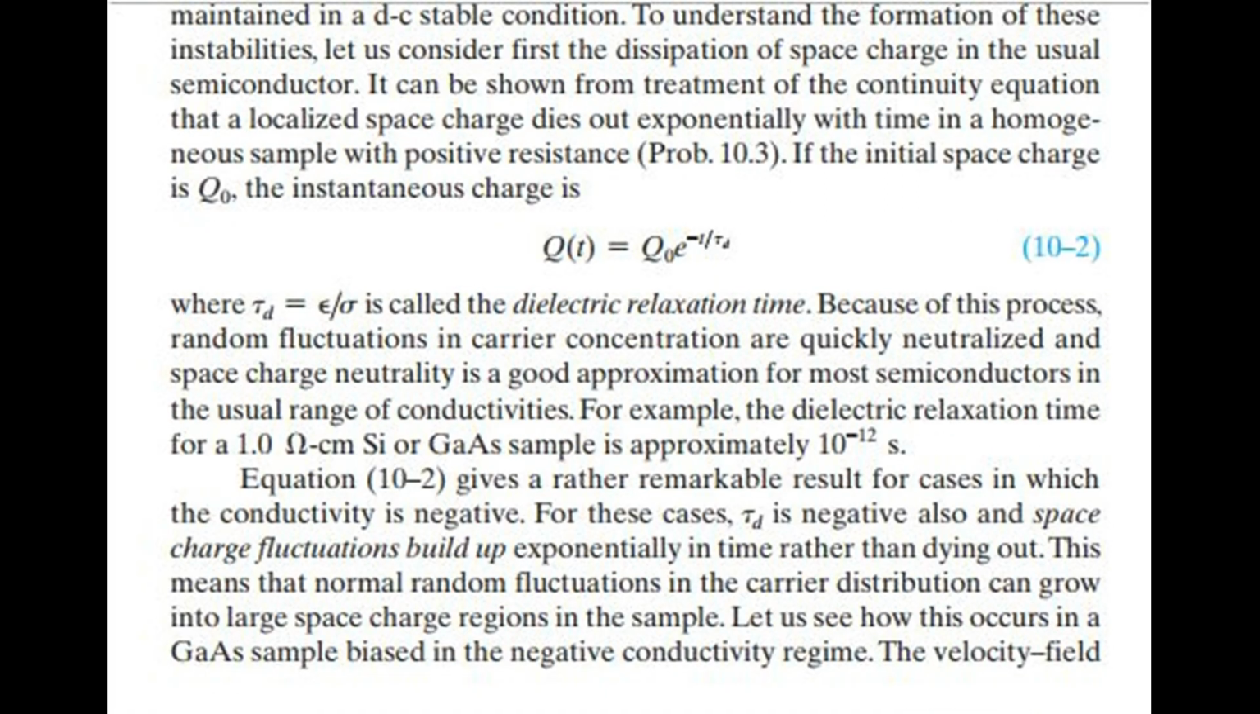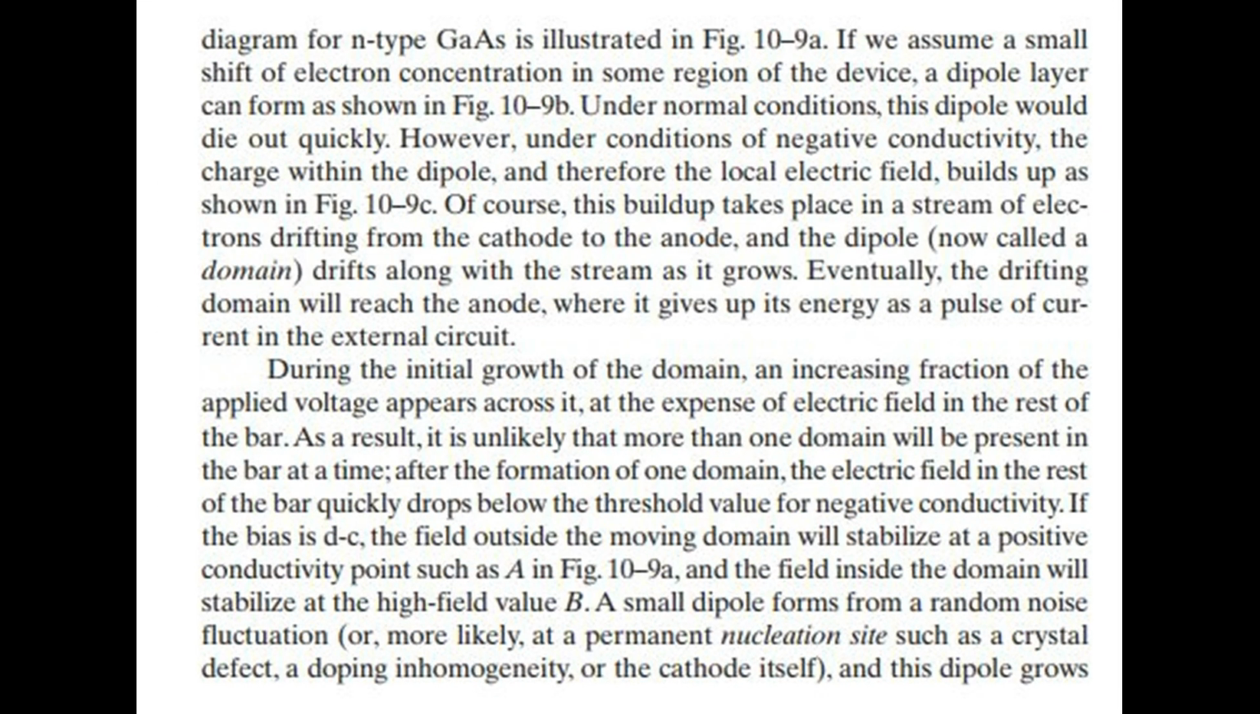For these cases, τd is negative also, and space charge fluctuations build up exponentially in time rather than dying out. This means that normal random fluctuations in the carrier distribution can grow into large space charge regions in the sample. Let us see how this occurs in a gallium arsenide sample biased in the negative conductivity regime. The velocity field diagram for N-type gallium arsenide is illustrated in Fig 10.9a. If we assume a small shift of electron concentration in some region of the device, a dipole layer can form as shown in Fig 10.9b.